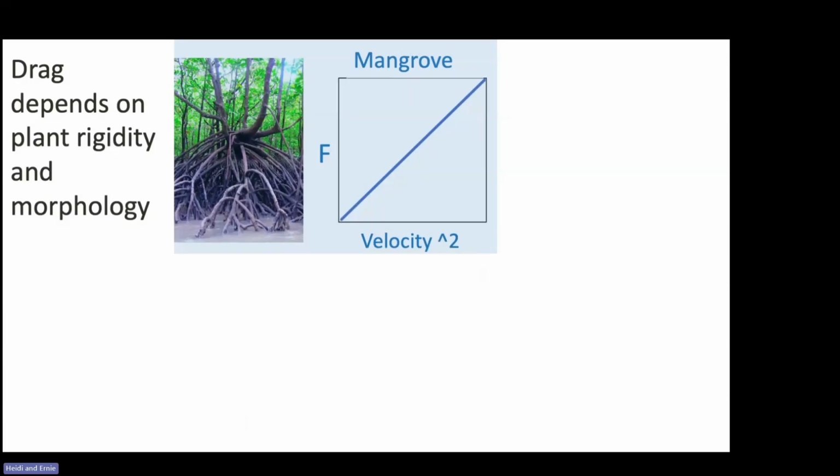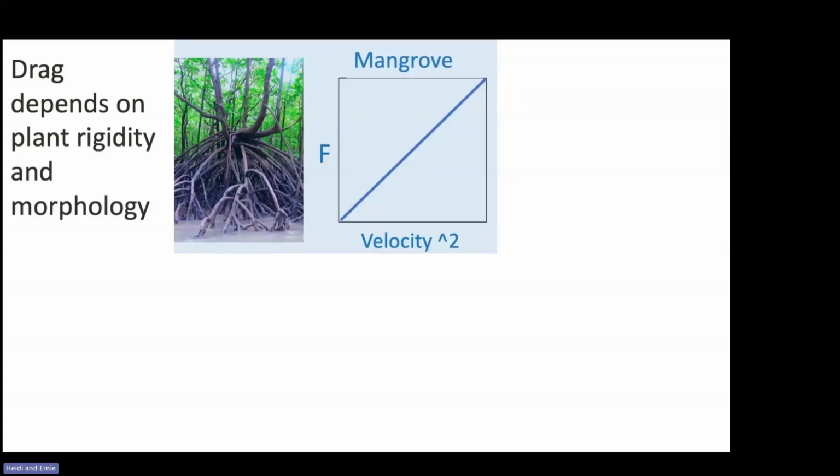Reconfiguration varies with plant morphology and rigidity, and this influences the drag. First, consider mangroves. The mangrove roots are rigid and do not reconfigure, such that the drag on a mangrove follows the classic quadratic drag law shown in this graph. F is the drag force. Specifically, the drag force varies linearly with velocity squared.